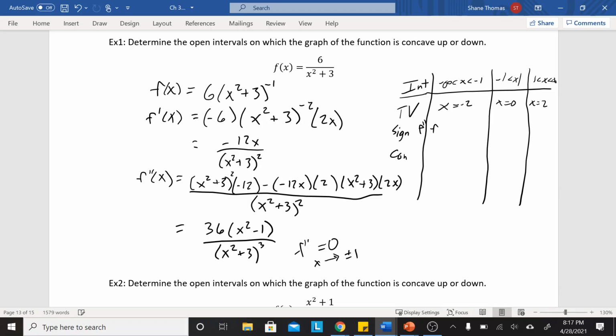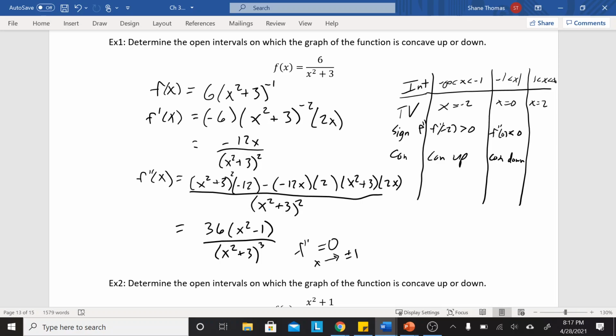All right, so f double prime of negative 2 is going to be greater than 0. Therefore, it is concave up. When we put a 0 in, f double prime of 0 is going to be less than 0. So therefore, it's concave down.